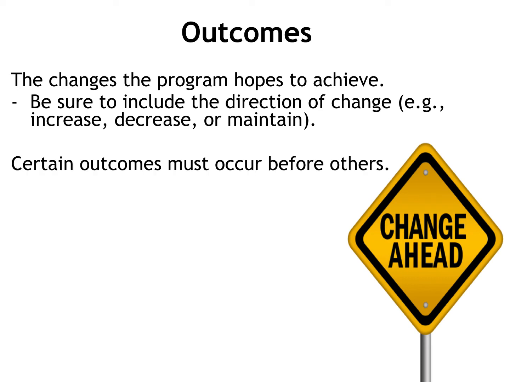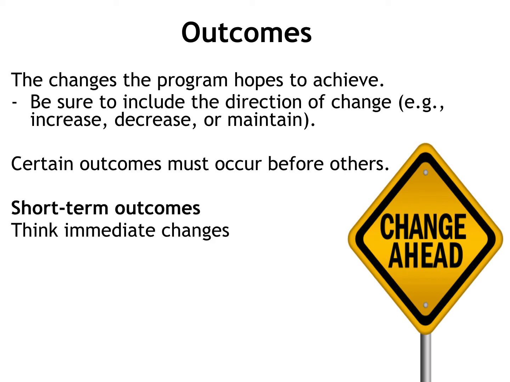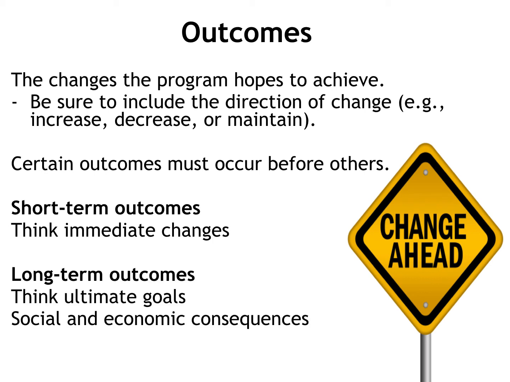It's also important to remember that certain outcomes must occur before others. We have short-term outcomes, think immediate changes that your program is going to have on individuals, and long-term outcomes. Here we're thinking about ultimate goals or the social and economic consequences of the activities in a certain program.